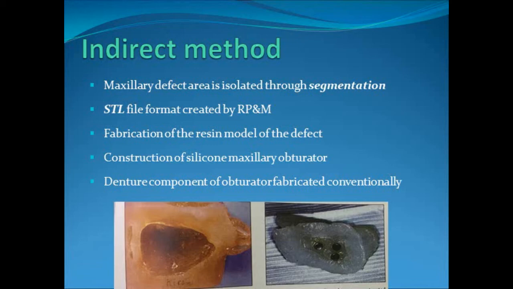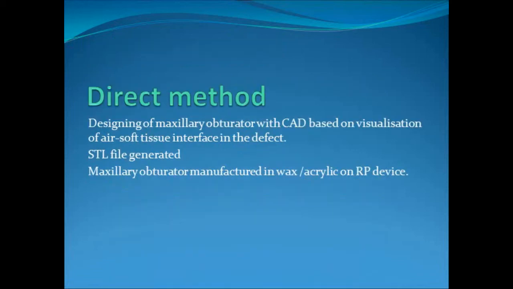So first the maxillary defect area is isolated through segmentation, then the STL file format is created and sent to the software, and then the resin model is created. Using the resin model as a mold, the silicon maxillary obturator is created, and then finally the denture component is made using the conventional technique. Now coming to the direct method.